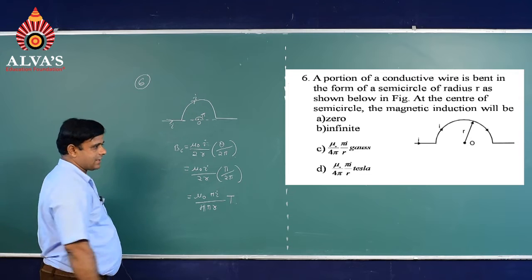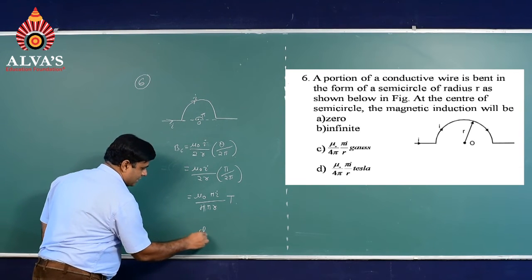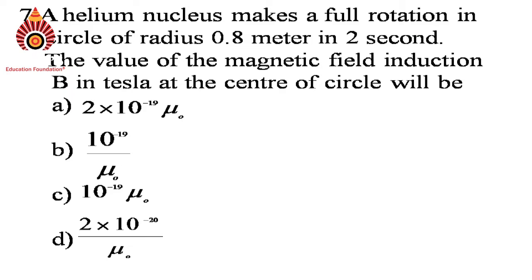So, unit is Tesla. Answer should be D. A helium nucleus makes a full rotation in a circle of radius 0.8 meter in 2 seconds. The value of the magnetic field induction in Tesla at the center of the circle will be.